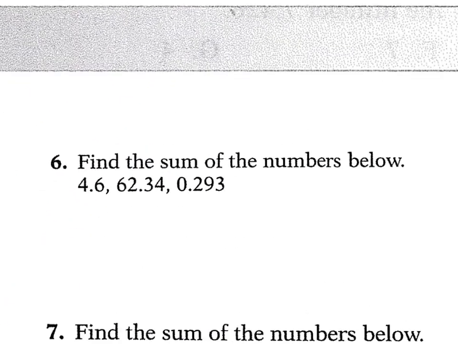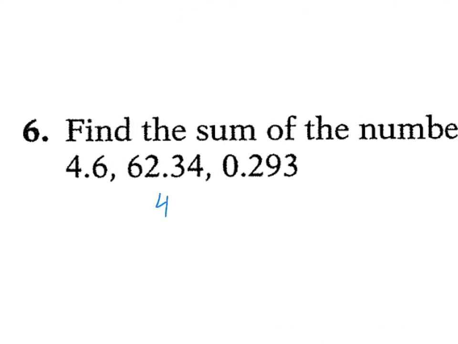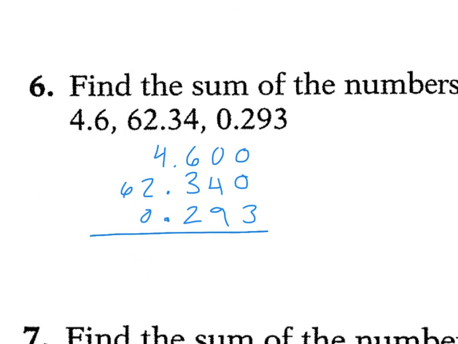All right, number 6, find the sum of the numbers below. So again, we need to line them all up and add them. So we have 4.6 and then 62.34 and 0.293. Now I'm going to add zeros here for our placeholders. So here we have 0 plus 3 is 3. 0 plus 4 plus 9 is 13. 1 plus 6 plus 3 plus 2 is 12.